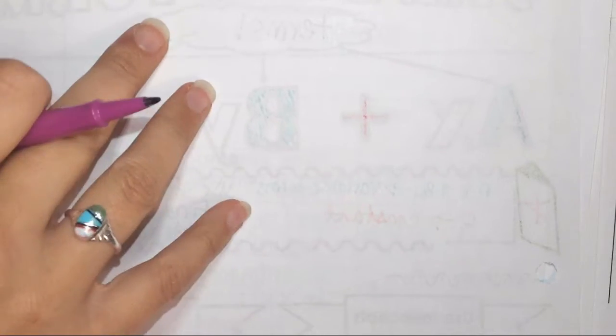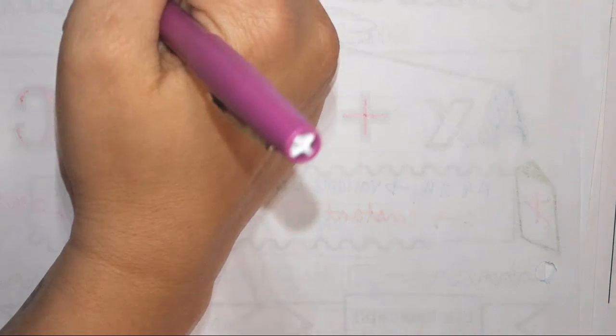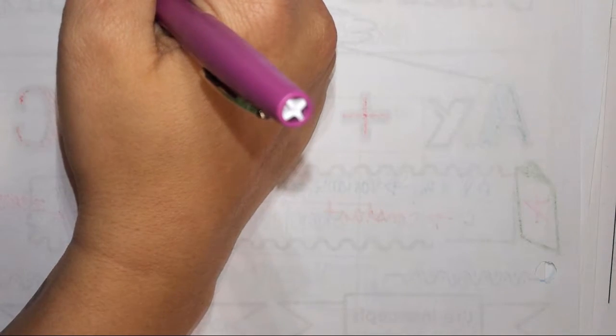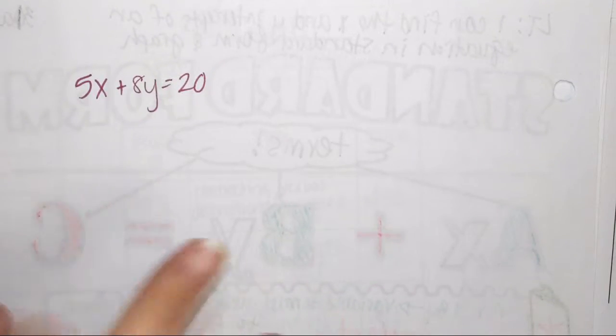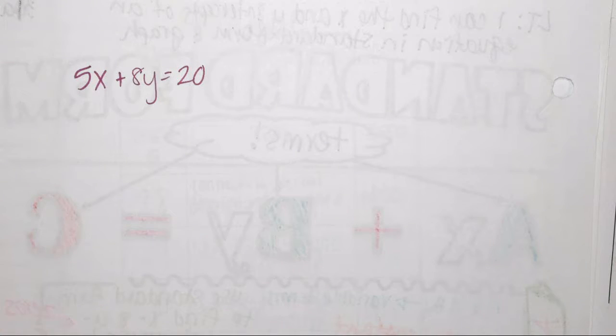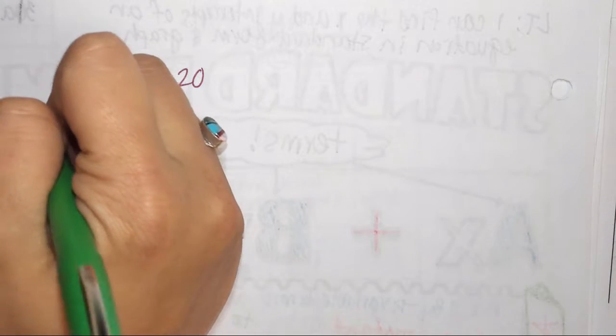Alright, so let's flip it over on the back. We're going to work out one problem, and then we're going to start today's lesson. Is everybody ready? Yes, ma'am. Alright, we're going to say 5x plus 8y equals 20. Now, this is in standard form because x and y are on the same side. Since it's in standard form, we are going to find our x and y intercepts. Let's start with our x-intercept.